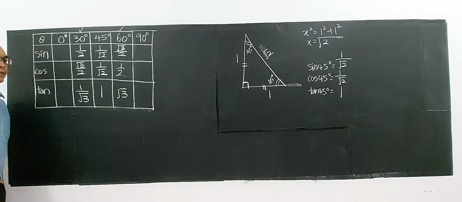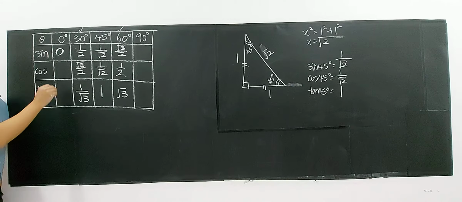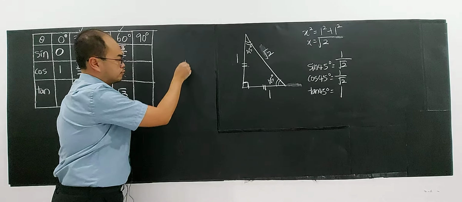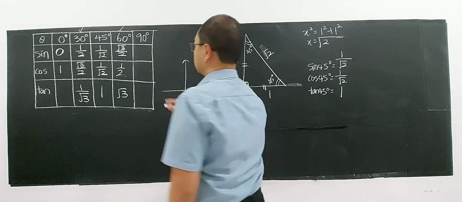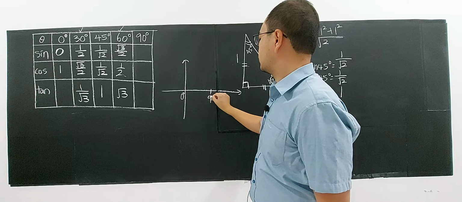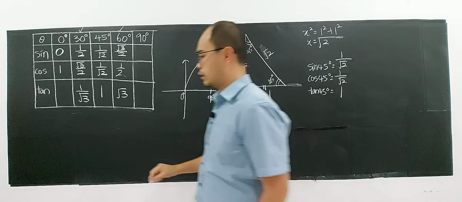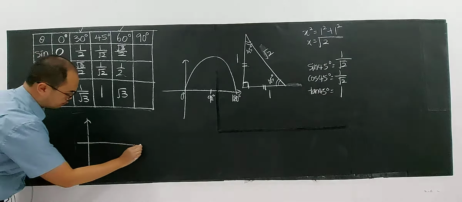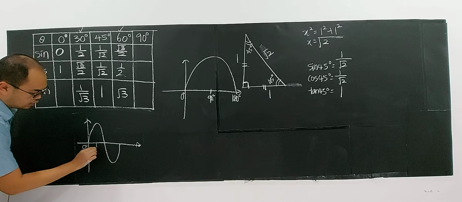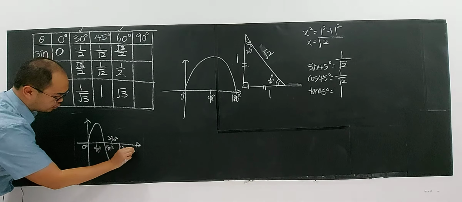Graphically, sine 0 will be 0, and cos 0 will be 1. You need to refer to the graph. The first quadrant is from 0 to 90. The graph for sine is sinusoidal, where this is 0, this is 90, this is 180, this is 270, and this is 360. We're just talking about the first quadrant here.